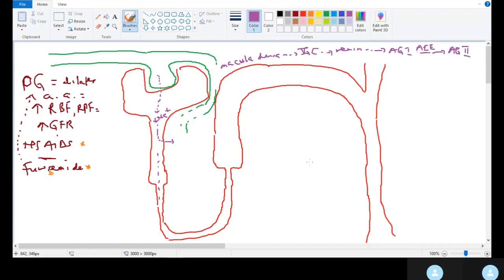Now, angiotensin 2, what does it do? Where will it work? First, it works on the vessels. And which receptor will angiotensin 2 use? It has two major receptors, I think the angiotensin 1 and angiotensin 2 receptor.